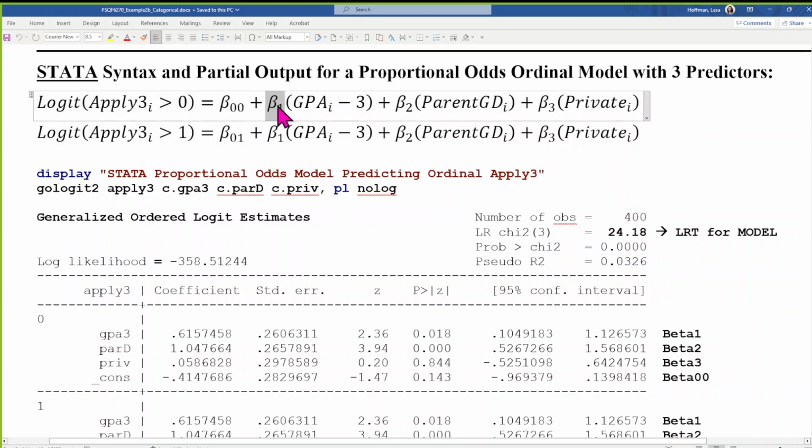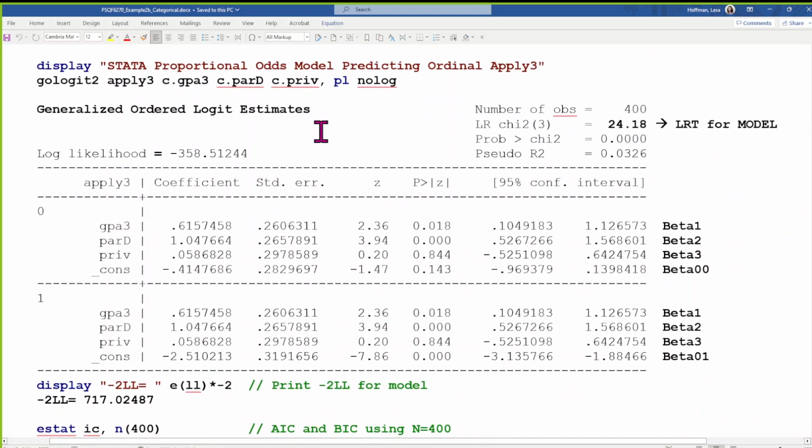So I've got beta 1 as the slope of GPA, beta 2 is the slope of graduate degree, beta 3 is the slope of public versus private. And note the notation. Beta 1 shows up in both submodels, beta 2, beta 3. That notation is meant to convey this idea of what's known as proportional odds, meaning that the models differ only in their intercept. Otherwise, we'd come to the same conclusions about the slopes, and indeed they are forced to be the same. So the PL option within GoLogit 2 says make this a proportional odds model. Cool, I can do that.